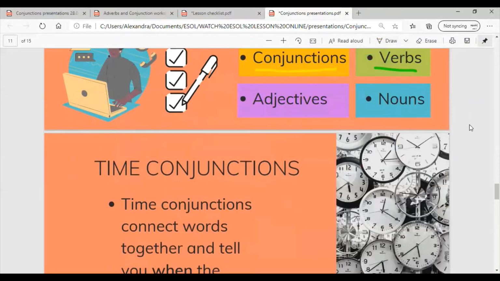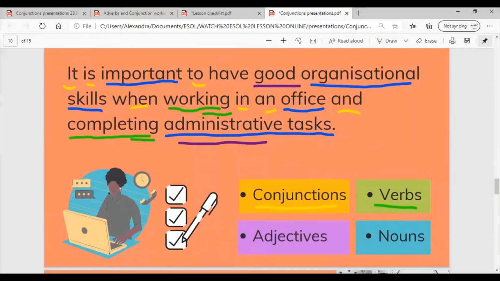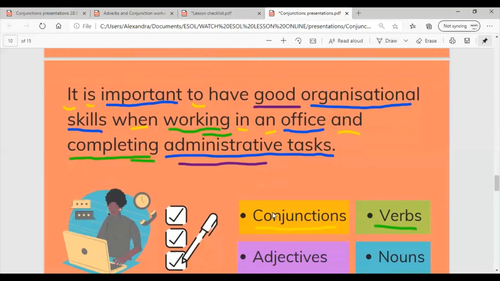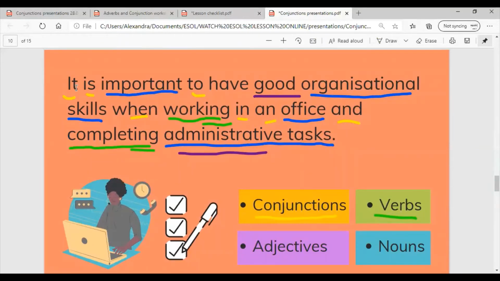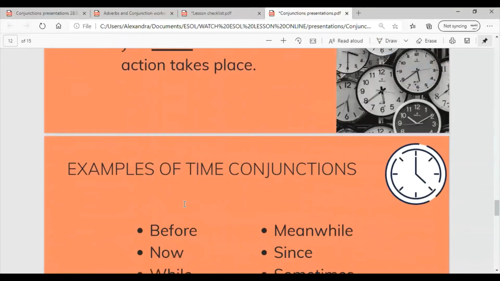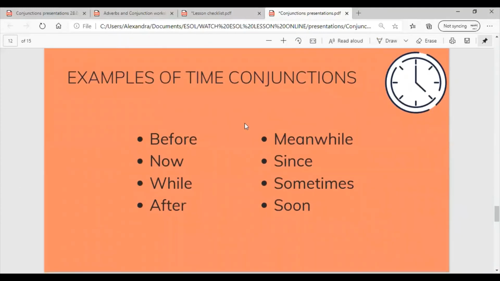So now when we come back to this idea of when as a conjunction or a connective word, we look at time conjunctions. Time conjunctions connect the words together and tell you when the action takes place. If you were to look at it and is, these are conjunctions and connective words, but they're not telling us when. They're not telling us maybe what time or when something took place. So they're not time conjunctions, but you can get time conjunctions that do tell you when the action takes place. Here are a few common examples of time conjunctions. You've got before, now, while and after, and meanwhile, since, sometimes and soon.